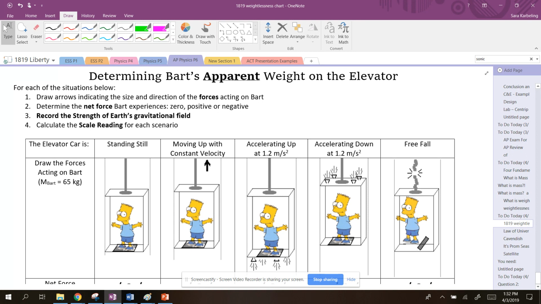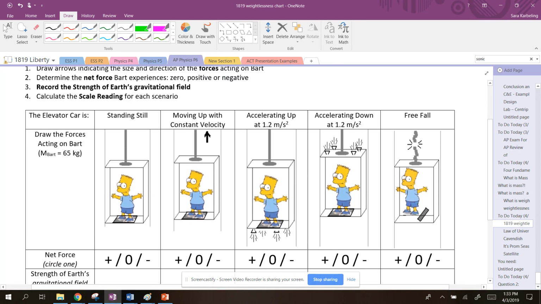So the first thing that we're going to do, we're just going to follow through these 4 steps in order to get us to a decent understanding of what it means to be weightless. The first situation is one in which he is sitting still, nothing is moving. The first task says to draw arrows indicating the size and direction of the forces acting on Bart. This is simple. It's as if he's not on the elevator. What forces are acting on Bart Simpson?